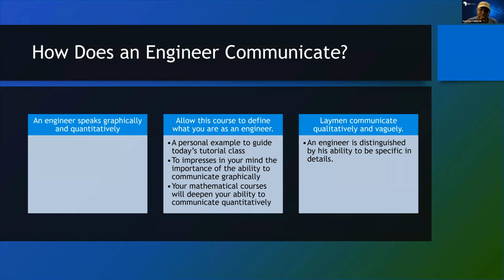And you will see, we will discuss other reasons why photography is not enough, why photography is not sufficient, before we finish today's class. But just know that an engineer communicates graphically and quantitatively. An engineer is distinguished by his ability to be specific in details.